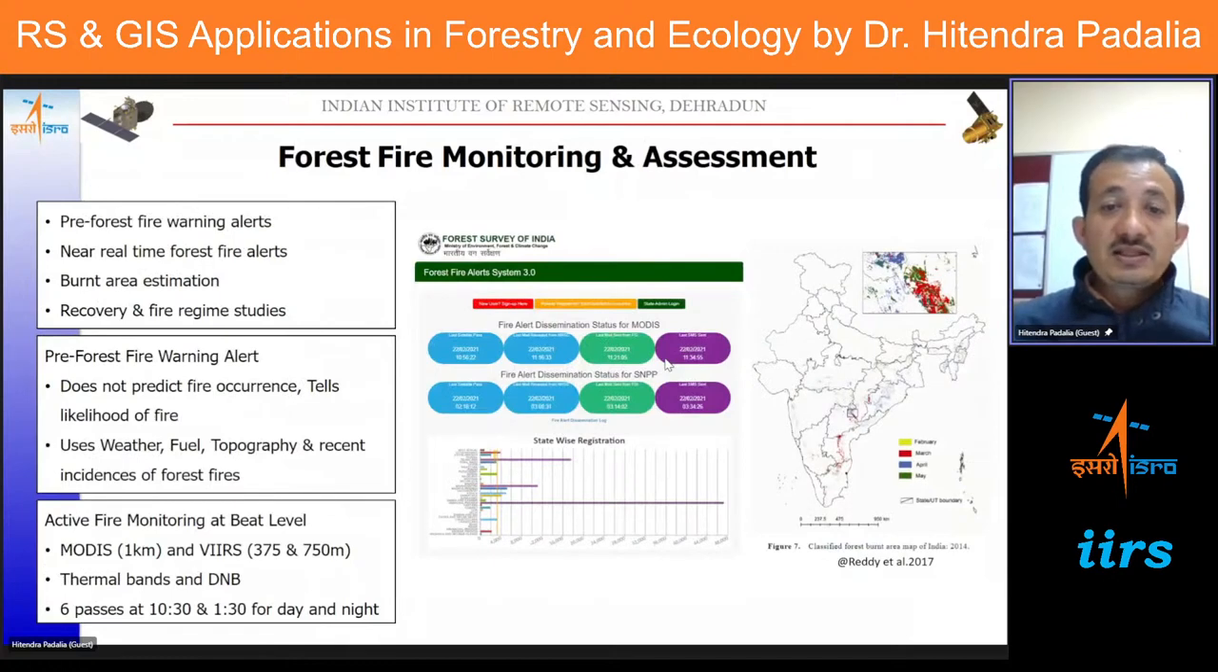So then there is another area which, particularly for a country like India, is very important: that we are a tropical and subtropical climate system, and we also have a very large coverage of coniferous species.